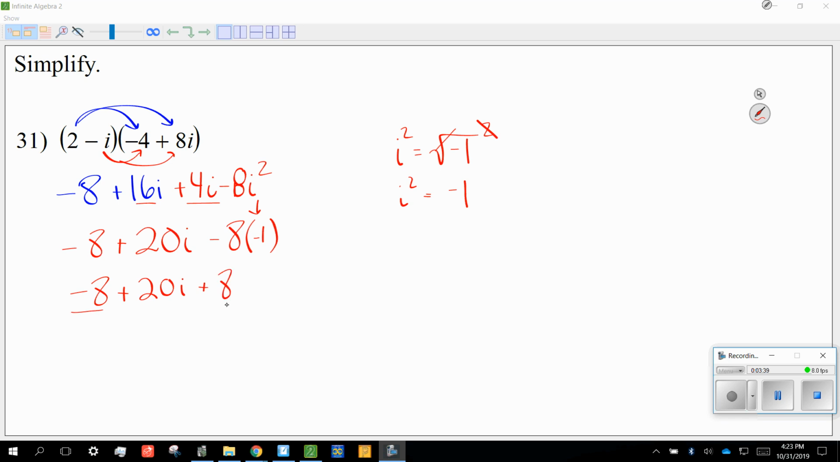So then we have a couple more like terms. -8 plus 8 is 0, and so all we're left with is 20i. And that's our simplified solution.